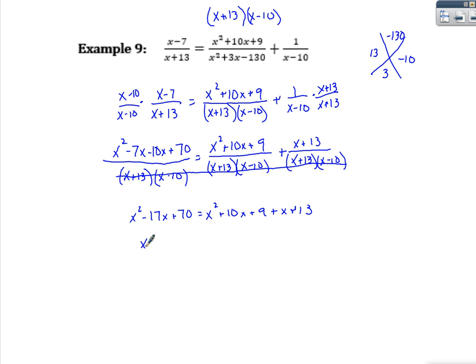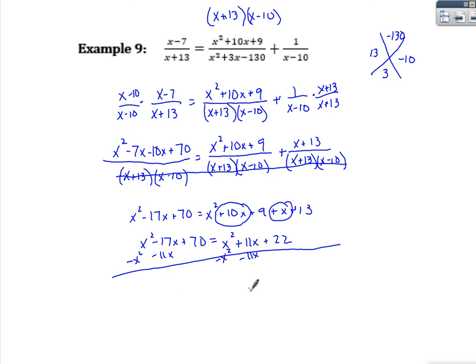So left side stays the same. Right side, I'm going to combine my like terms, so I have a plus 10x and plus x. So x squared plus 11x, and then 9 plus 13 is 22. Now to solve this, I need all the x's on one side, so I'm going to subtract x squared and subtract 11x. Here x squared minus x squared would be 0. Negative 17 minus 11 is negative 28x plus 70 equals 22.